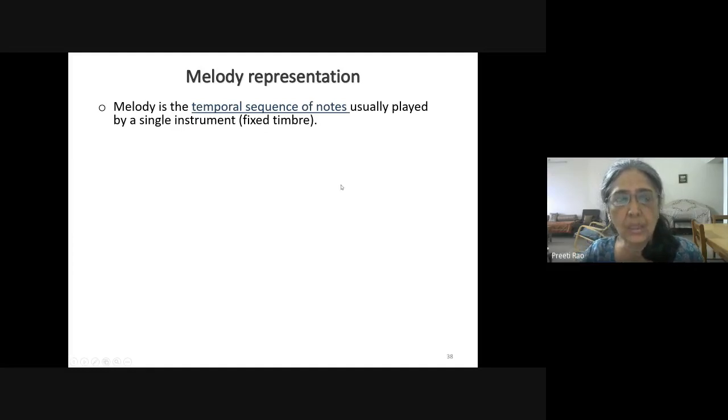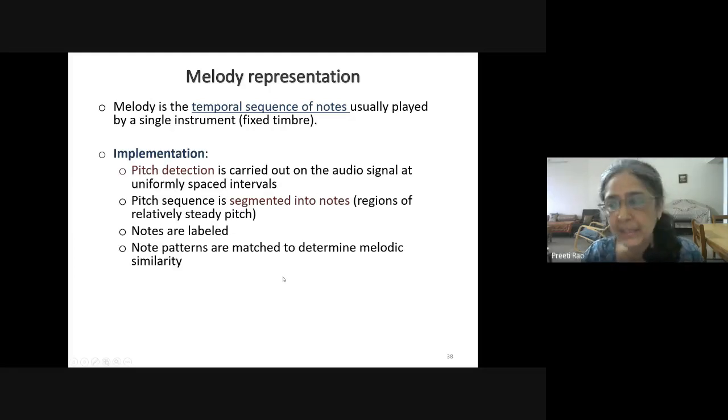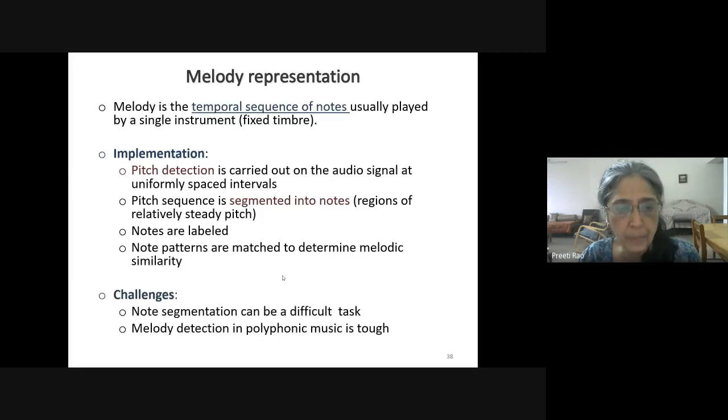Okay, so now we will look at just the melody representation, which is the temporal sequence of notes. I won't get into too many details here. I prefer to just go into the applications. All I want to tell you is that it is possible to take this kind of spectrogram representation and extract the pitch of the notes and get the melody of the song in the process.